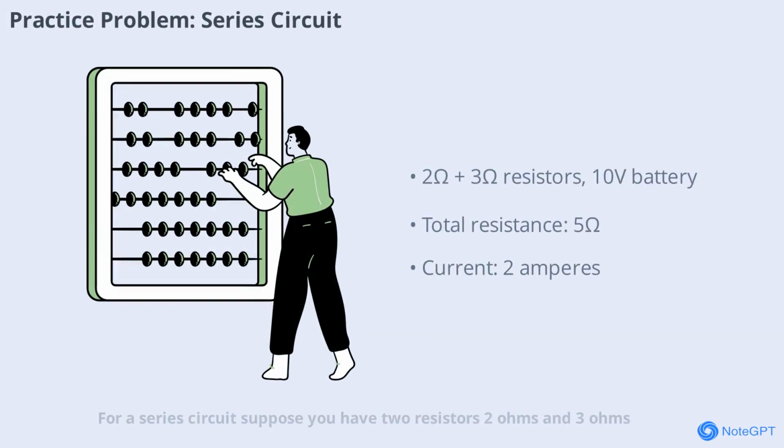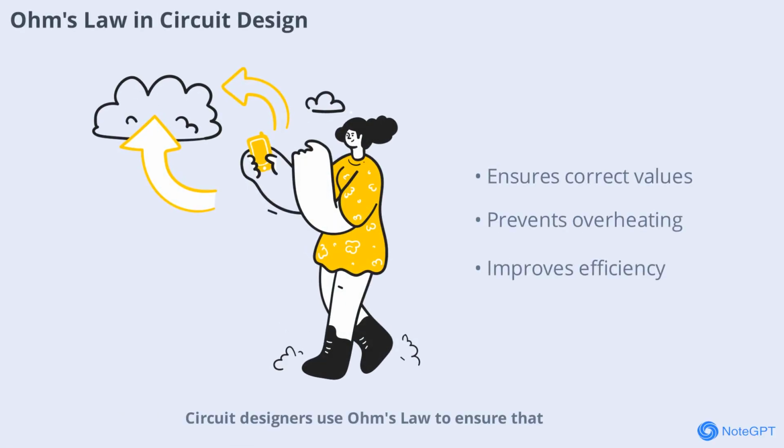For a series circuit, suppose you have two resistors, 2 ohms and 3 ohms, connected to a 10-volt battery. The total resistance is 5 ohms. Using Ohm's law, the current is 2 amperes. This example shows how resistance adds up in series and how Ohm's law helps calculate the current for the entire circuit. Circuit designers use Ohm's law to ensure that every component receives the correct voltage and current.